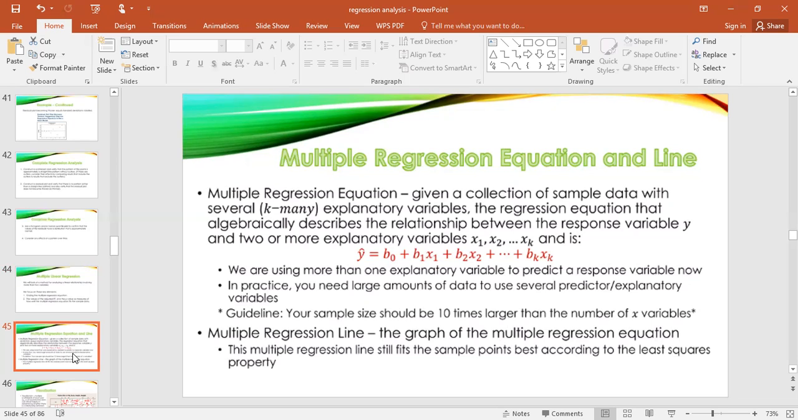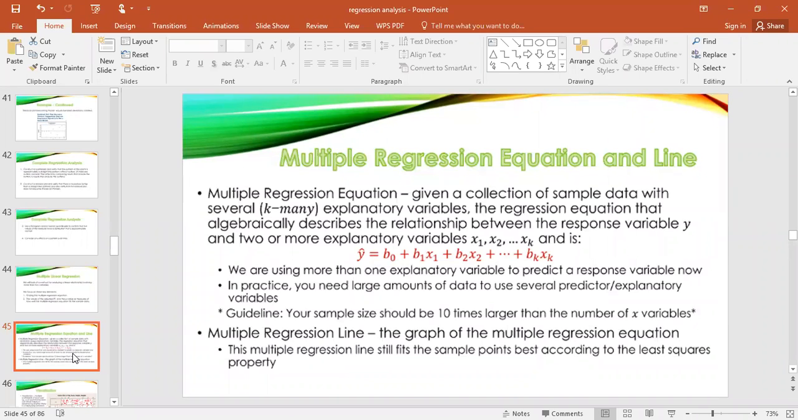Multiple regression equation. Given a collection of sample data with several explanatory variables, the regression equation that algebraically describes the relationship between the response variable y and the two or more explanatory variables x1, x2 to xk is y hat equals b0 plus b1 x1 plus b2 x2 plus bk xk. We are using more than one explanatory variable to predict a response variable now. In practice, you need large amounts of data to use several predictor or explanatory variables. Your sample size should be 10 times larger than the number of x variables.